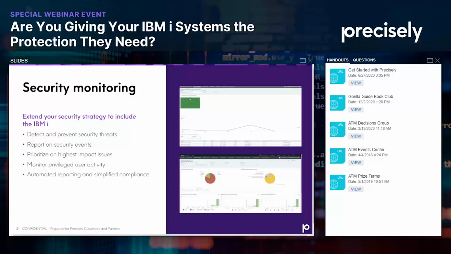Somebody trying to log in with the same ID and just trying 20 passwords in 5 minutes. That's something you want to know about, and you can set up alerts for those kinds of things in your environment as well.